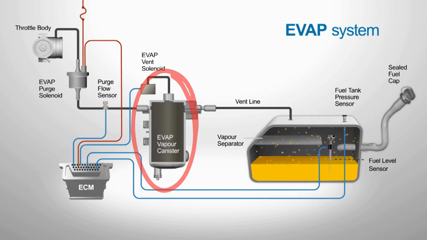When the engine is off, fuel vapors are stored in the charcoal canister instead of being released into the atmosphere. Once the engine is running and the conditions are right, the purge valve opens. This allows those stored vapors to flow into the engine, where they're burned during the normal combustion process.